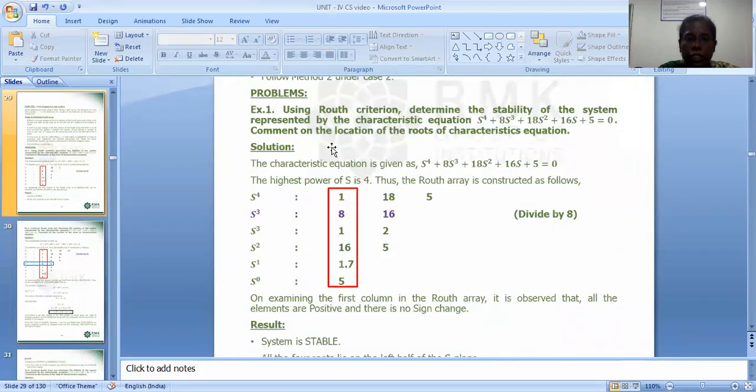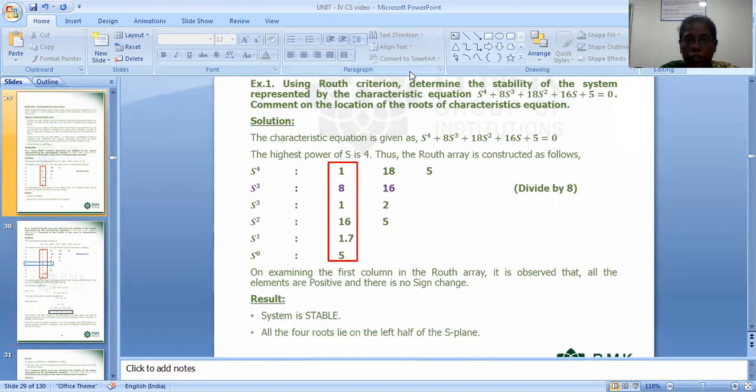So here we can see that I've taken a problem. This is the characteristic equation given, and we know how to form the first row, right? The characteristic equation is s power 4 plus 8s cube plus 18s square plus 16s plus 5 equals to 0. Now the highest power of s is 4, so therefore I have to form the s power 4 row.